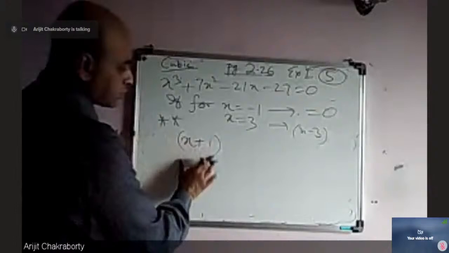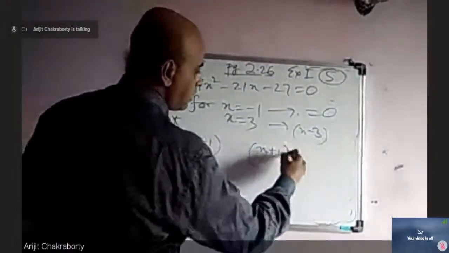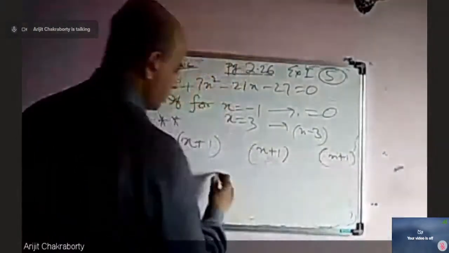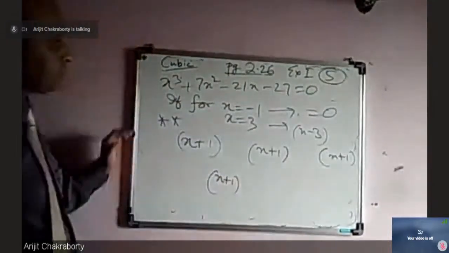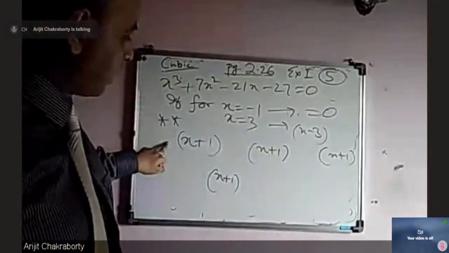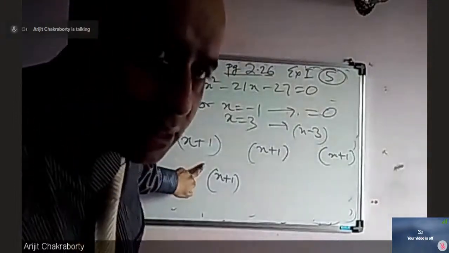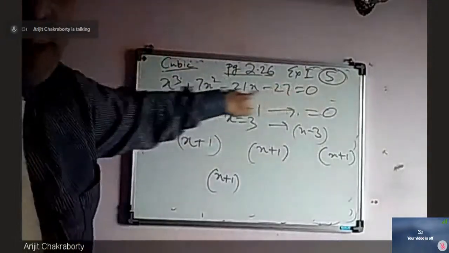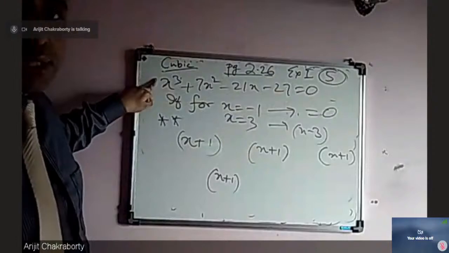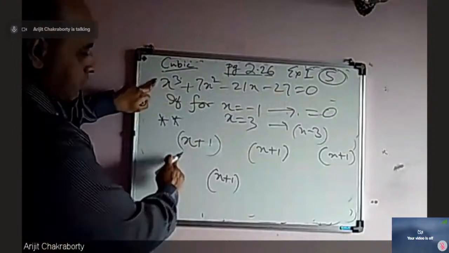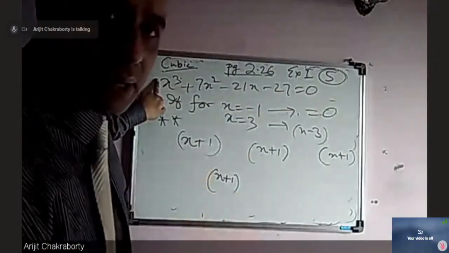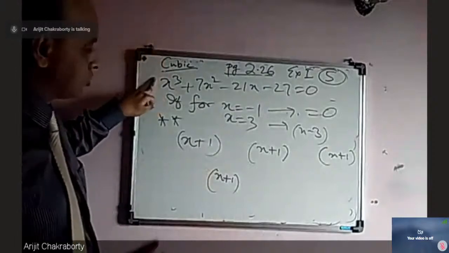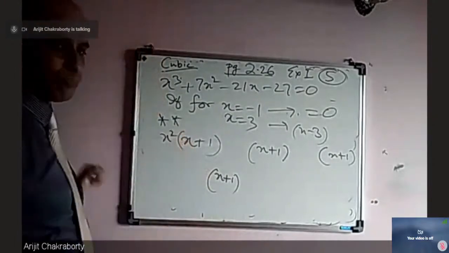So write x plus 1, x plus 1, x plus 1, x plus 1. You have to multiply x plus 1 with something so that you get this expression. So first you have x cube. You have x plus 1 here. So you have to multiply with what? To get x cube, you have to multiply it with x square.